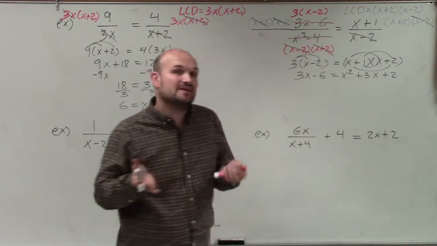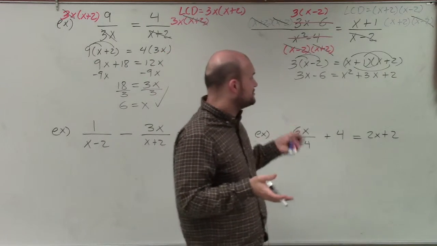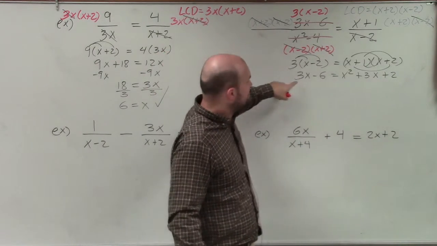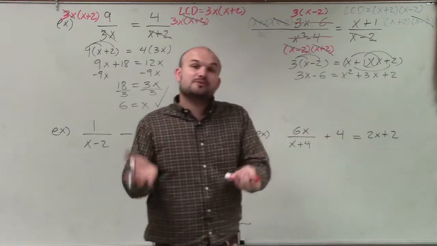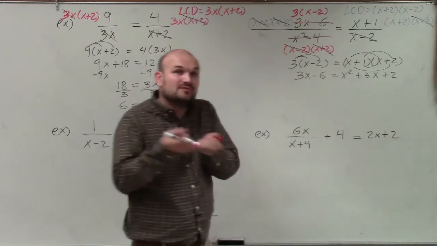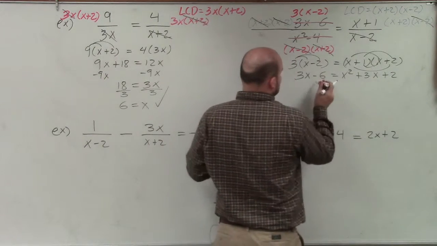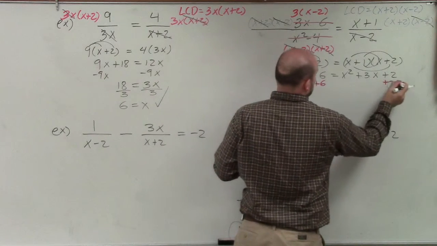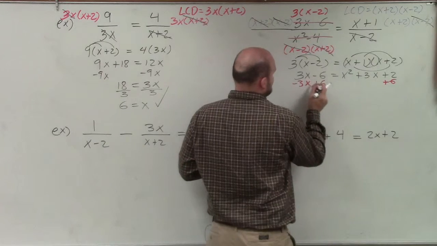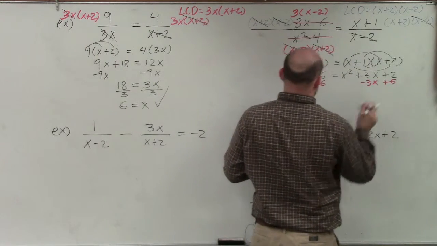Now you can see that I have a rational expression. Or now I've simplified this, but now I have a quadratic. So remember, to solve quadratics, we've got to set it equal to 0, and then we can solve for x by factoring. So what I'll do is I'm going to add a 6 to both sides, and then I'll subtract a 3x from both sides.